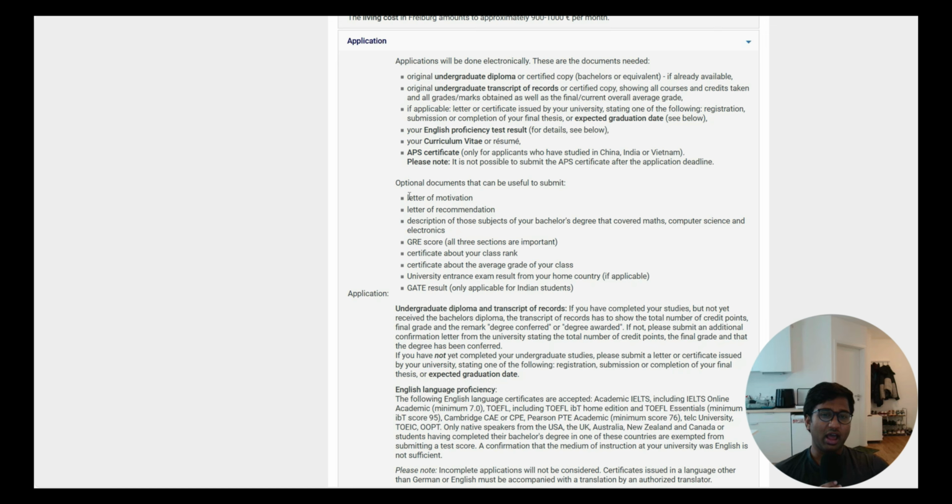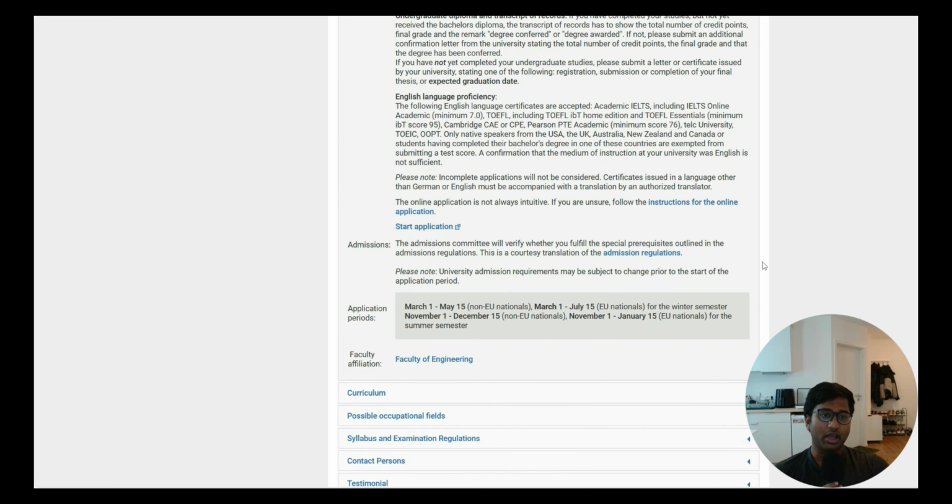So usually you will have a letter of motivation, letter of recommendation and certificate about average grades of your class, which is behind the transcript where they convert your CGPA, then description of those module handbook. So these are the 4 documents I tell you to upload, because you will have them. But GRE, GATE, university entrance examination, if you have, put it. Otherwise, don't need to worry, you don't always have to put it.